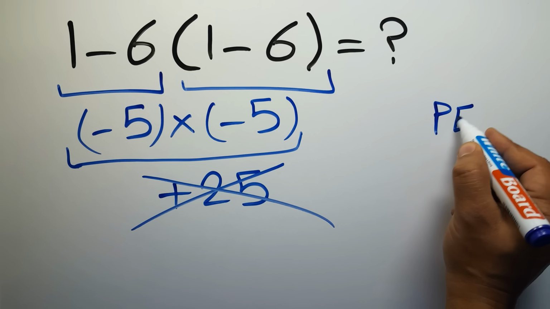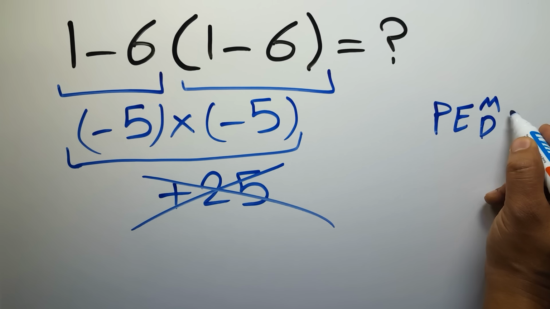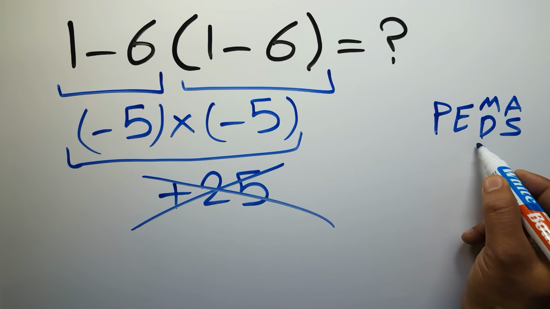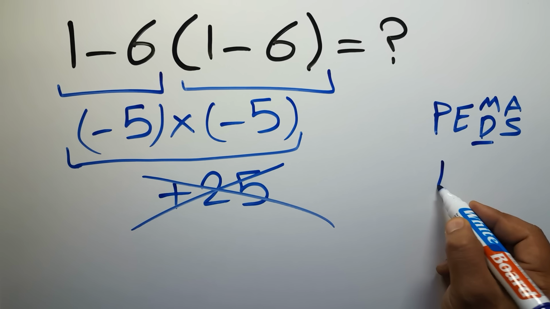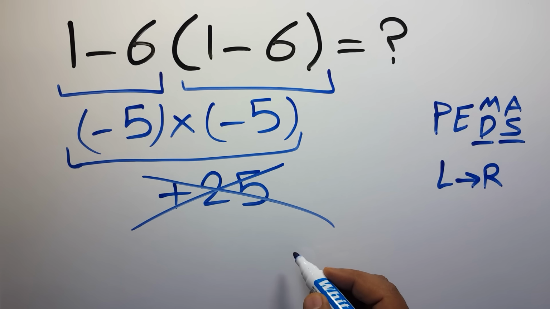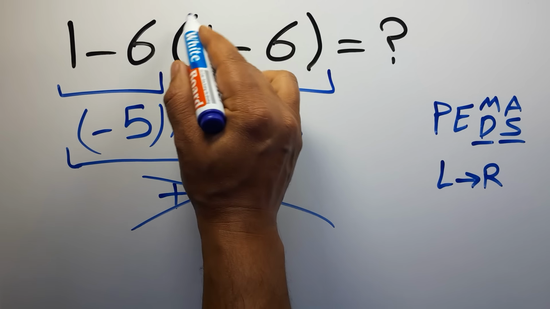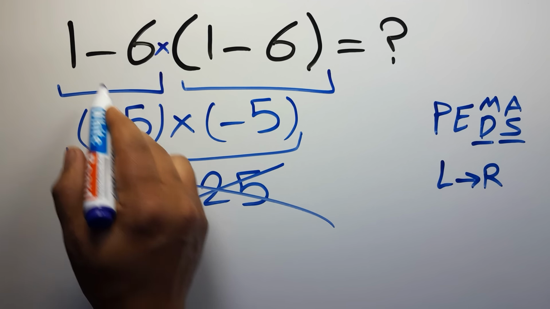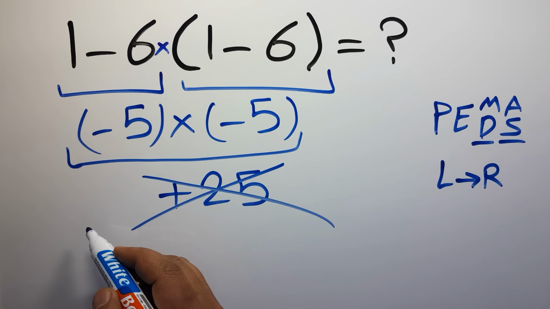parentheses, then exponents, then multiplication or division, and finally addition or subtraction. Remember that multiplication and division have equal priority and we have to work from left to right. And the same applies to addition and subtraction. So here, first we have to do this parentheses, then this multiplication, and finally this subtraction. Okay?